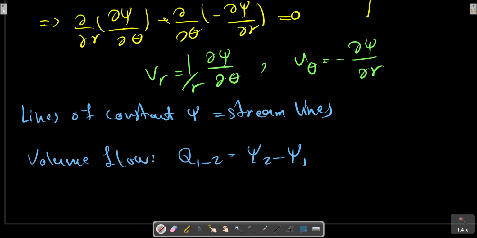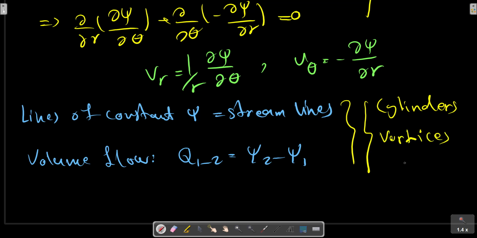This type of stream function is very useful in analyzing flows with cylinders, vortices, sources, and sinks. It is applicable in analyzing flow around cylinders, vortices, sources, and sinks.